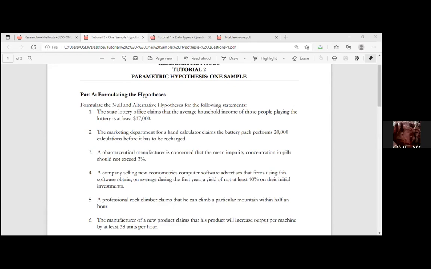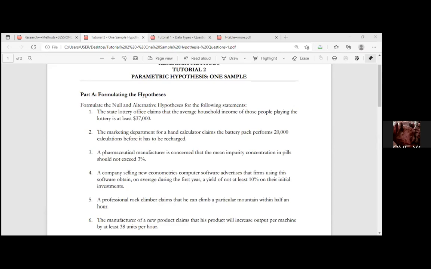Richie. So it performs 20,000. So I think it gives us the range. So probably equal to 20,000 before it has to be charged. So equal to, exactly. Yes, please. So it's equal to, okay, it performs 20,000. So equal to 20,000. Okay. So that is it.